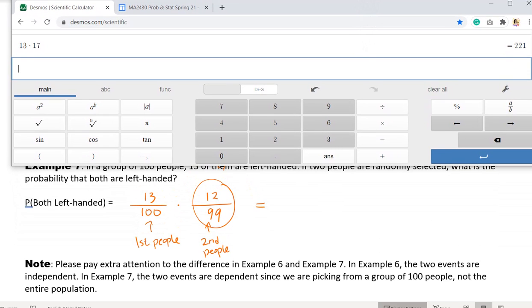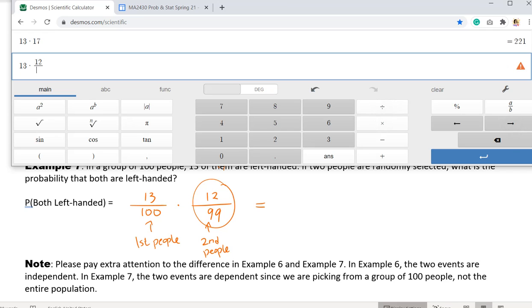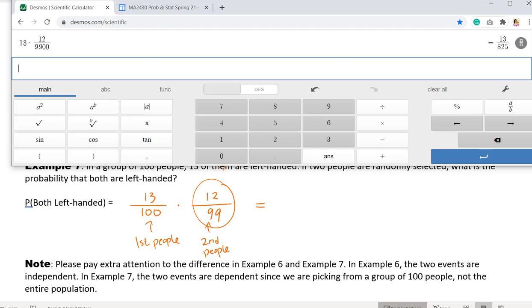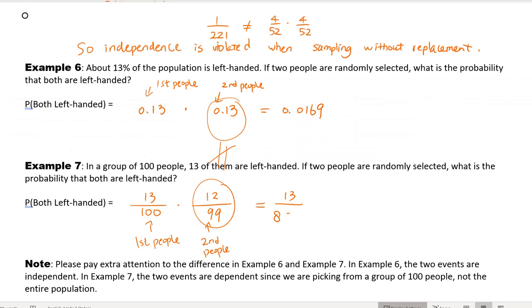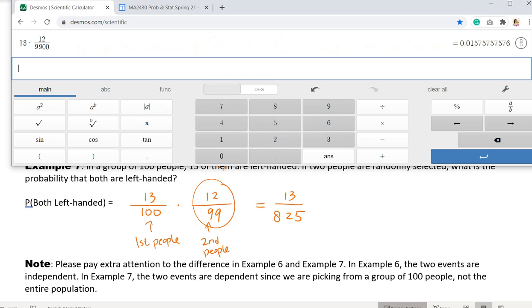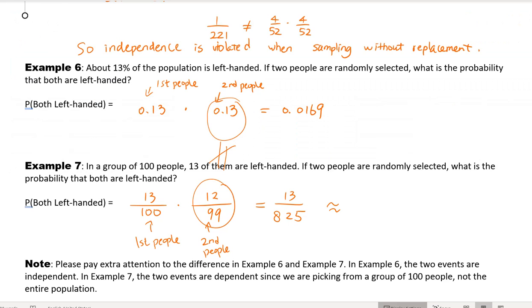Let me move it here. 13 times 12 divided by 9900. We get 13 over 825. That is the same as 0.015757, approximately equal to 0.0157, with the 57 repeated. Okay, so this is the answer.